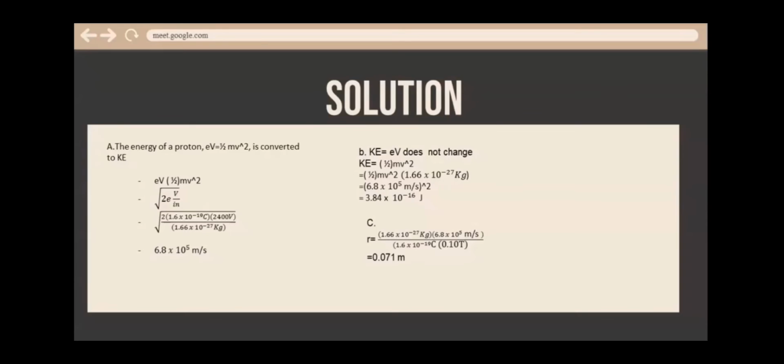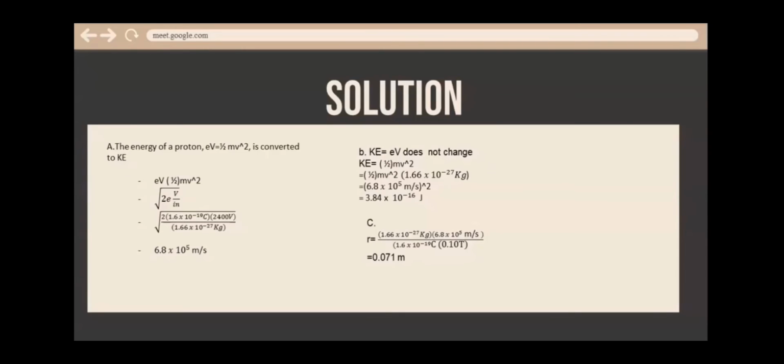Letter B. KE equals eV, which does not change. So KE equals 1/2 mv squared, which is 1/2 times 1.66 times 10 to the negative 27 kilograms times 6.8 times 10 to the 5 meters per second, squared. So the answer is 3.84 times 10 to the negative 16 joules.